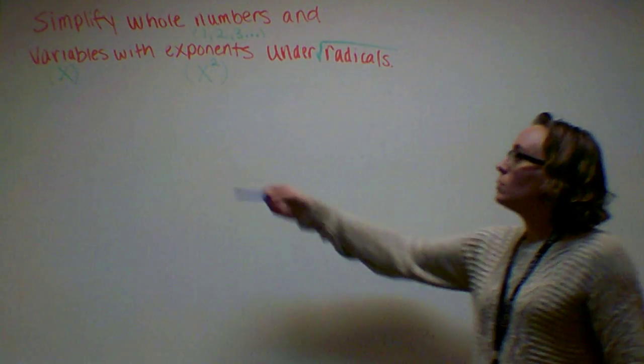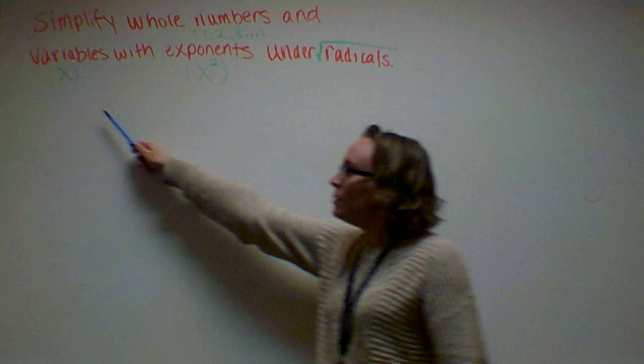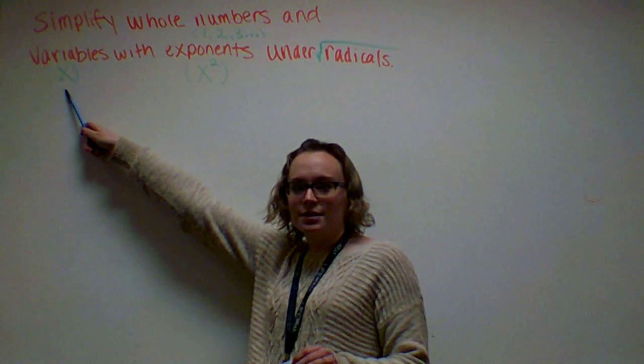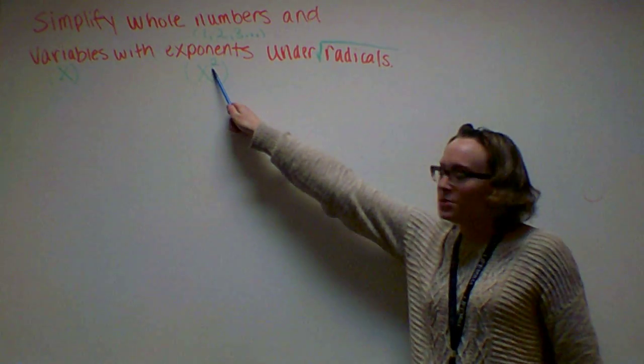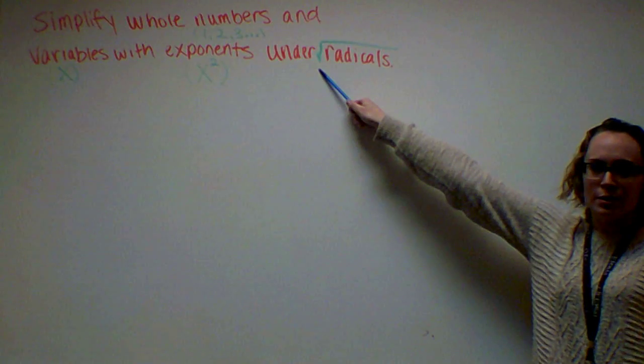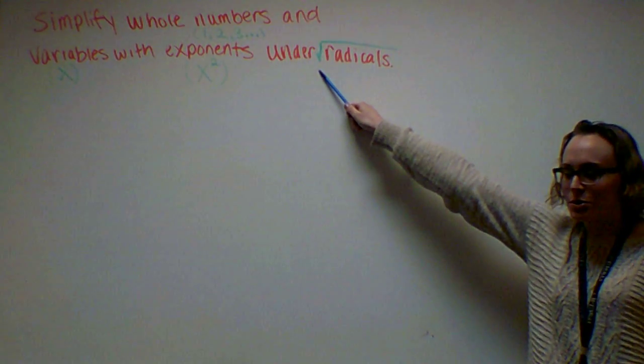So we're gonna simplify whole numbers, those kind of numbers, like 1, 2, 3, 4, 5, and variables, which is our alphabet. I know that makes Stevie really happy. With exponents, those are those tiny little numbers. Under radicals, which is square root. Okay, we're just going to talk about square root today. We're not even going to get into the other roots.